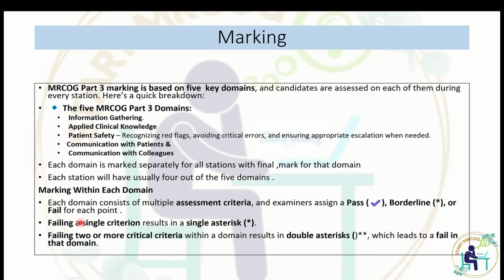So fail in one of the criteria means fail in the whole domain, and if you had an asterisk in one of the criteria, you will have borderline in the domain, and if 2 borderlines, you will be assessed as a fail in this domain. So believe it or not, 1 point could make you fail in one of the domains, but it is very easy to be known because it depends upon the module and the criteria of the module given.